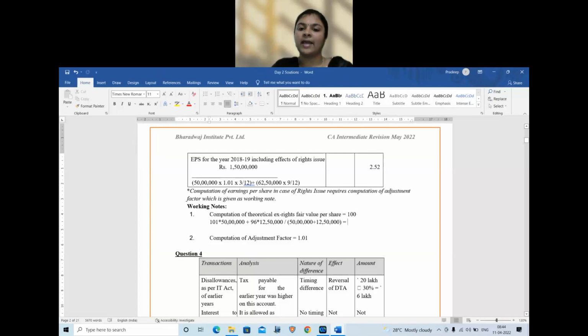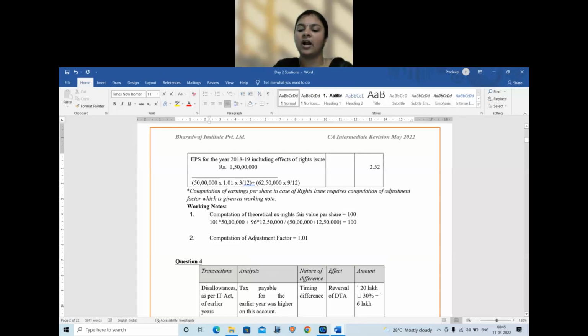So now the ex-rights price is 100, whereas the market price is 101. So 101 divided by 100 will give you 1.01 as the adjustment factor. Now this adjustment factor is what we are going to use for the calculation of EPS after considering the rights issue. Let us first do it for the current year, then go for the previous year. The theoretical ex-rights price means the price that should have been after the rights has been completed.